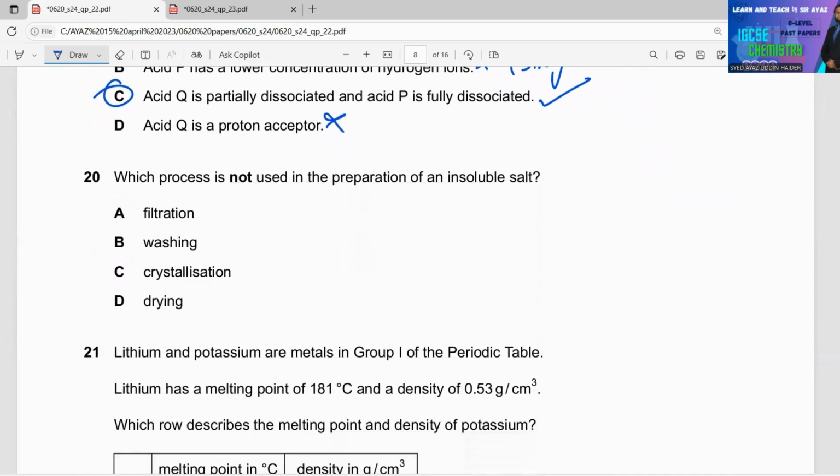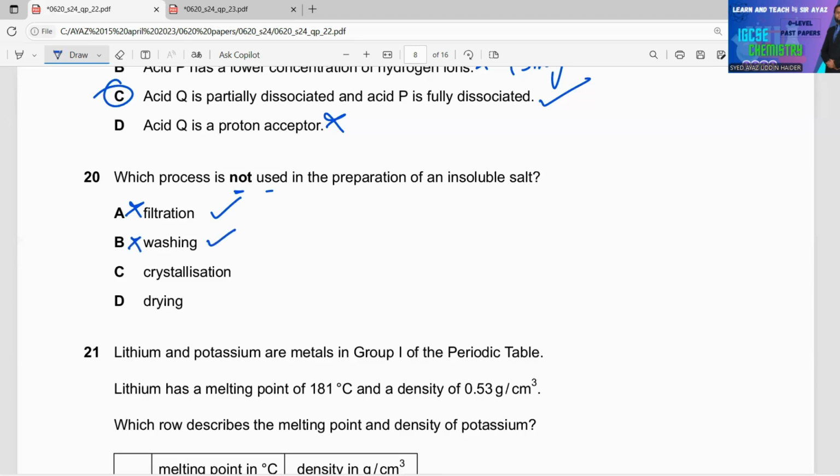20. Which process is not used in the preparation of an insoluble salt? Now we want to make the insoluble salt. You have to undergo filtration. So they are saying not used. So filtration must be used. So A can't be the right answer in this case. What about B? You need to wash.